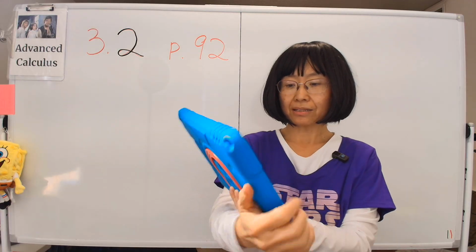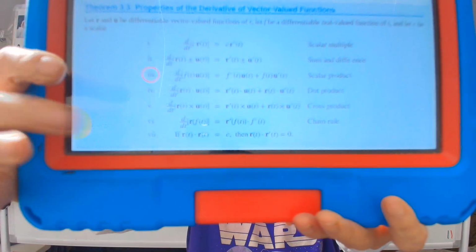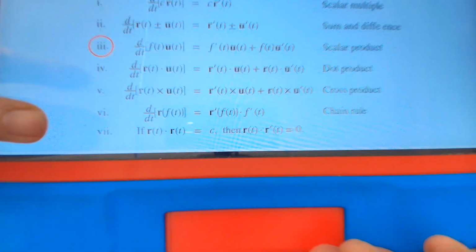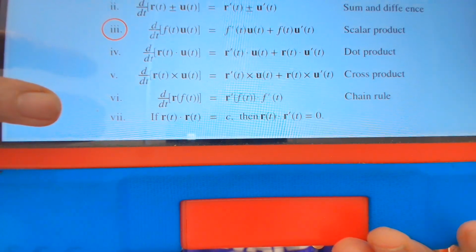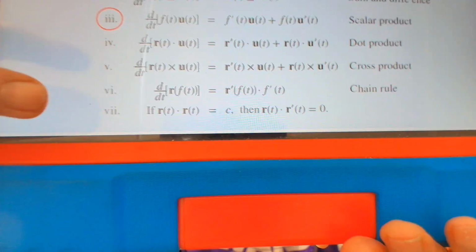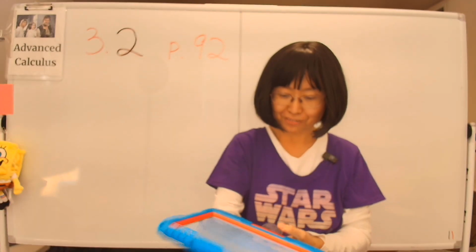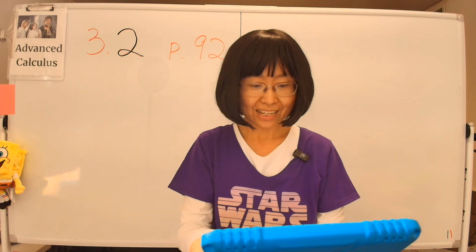And then there's an interesting point at the bottom that I've since forgotten. That is, if r(t) · r(t) equals a constant, then r(t) · r'(t) equals 0. That's something from Calculus 3 that you might have forgotten, and I just want to mention that because I think it might come in handy in this section.